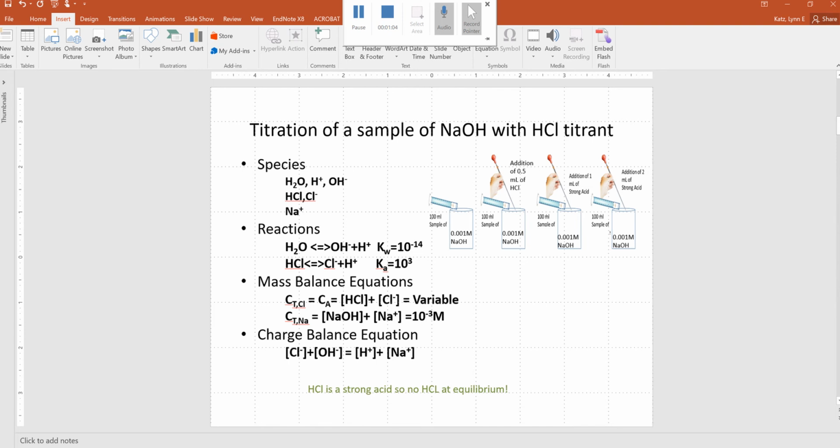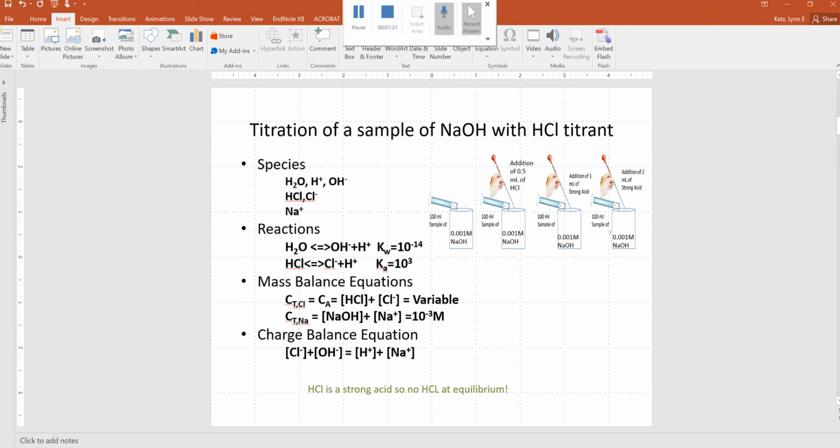So we're going to start with a titration of a sample of sodium hydroxide with hydrochloric acid as the titrant. In the lab, we used a burette. We filled the burette with hydrochloric acid, and we took a volume of sample, 100 milliliters of sodium hydroxide, put it in a beaker, and we added the titrant, hydrochloric acid, dropwise.